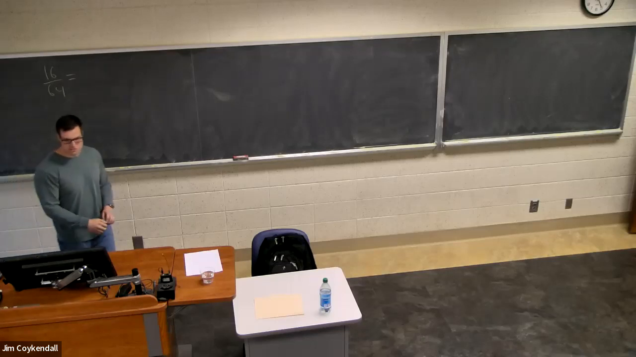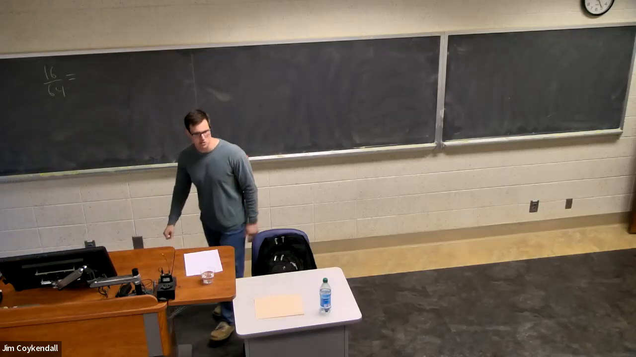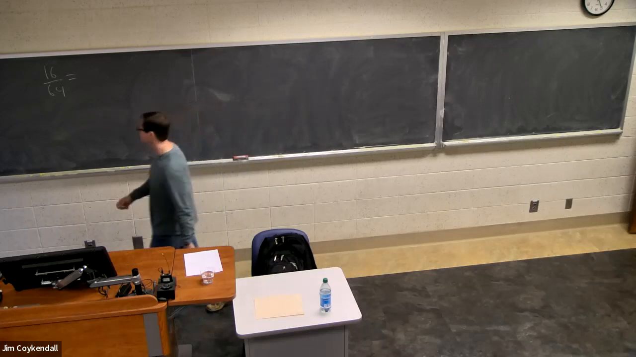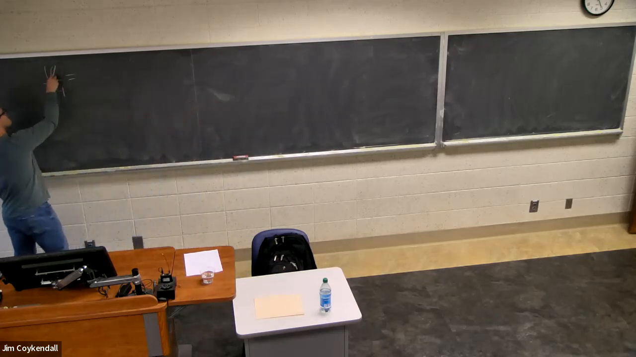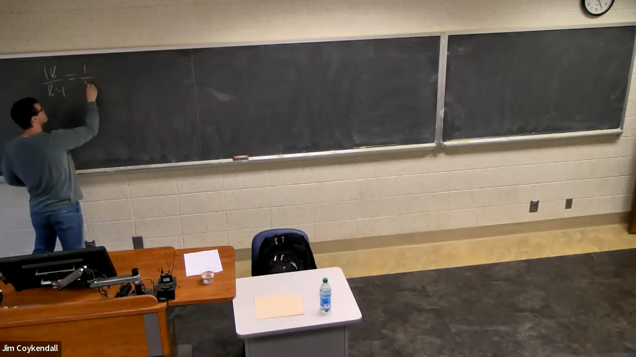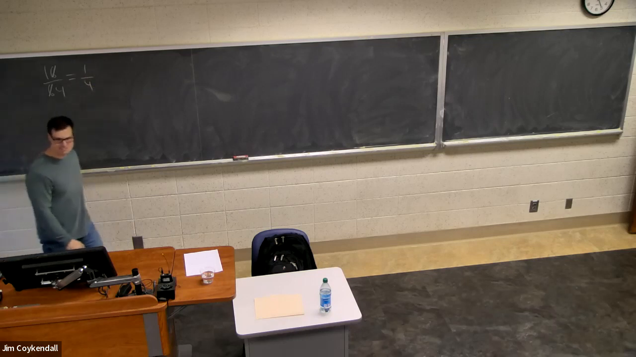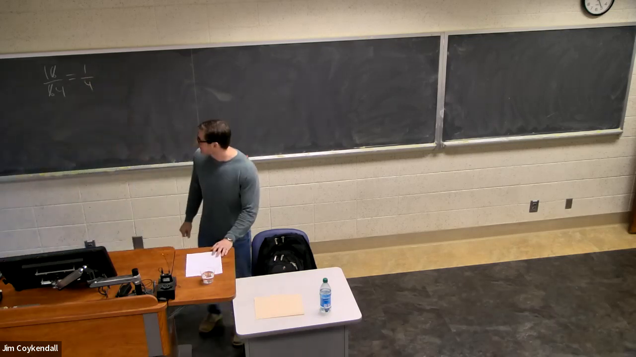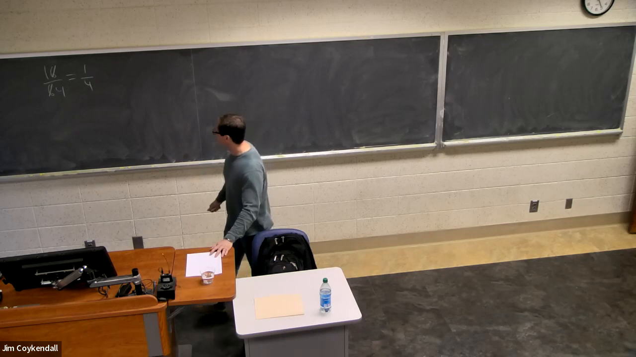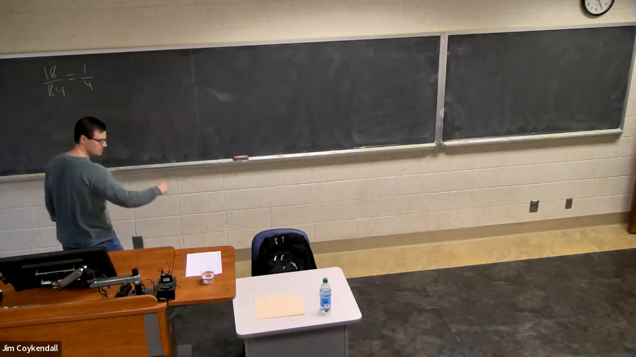You start with 16 over 64, and you're asked to reduce it. Of course, what's the trick? Maybe you already know. Well, there's a 6 up top, 6 down below. Cancel the 6s, I get 1/4. All right? And actually, we get one more.